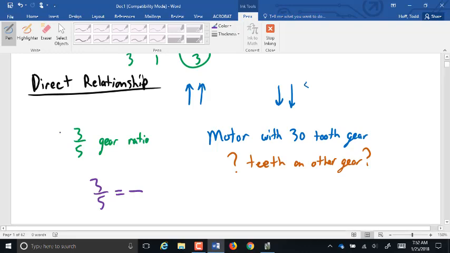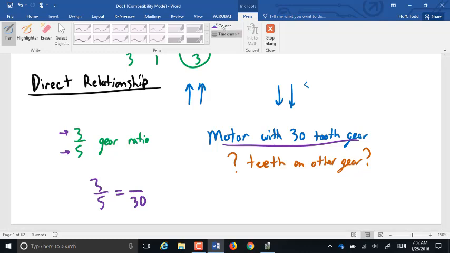Which of those numbers, the 3 or the 5, represents the teeth that's connected to the motor? The 5, that's the driving gear. What's connected to the motor is the driving gear. So the 30 teeth on the motor relates to the 5. So that goes on bottom because that represents the teeth on the motor.